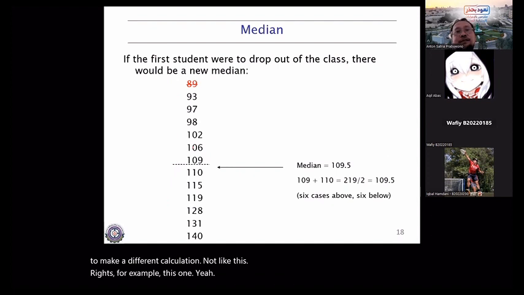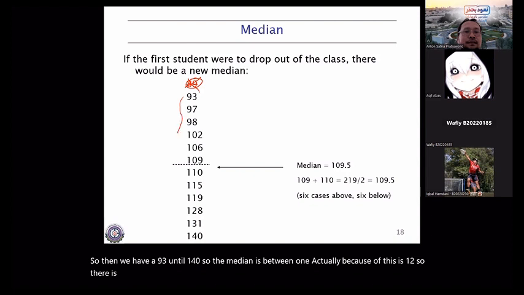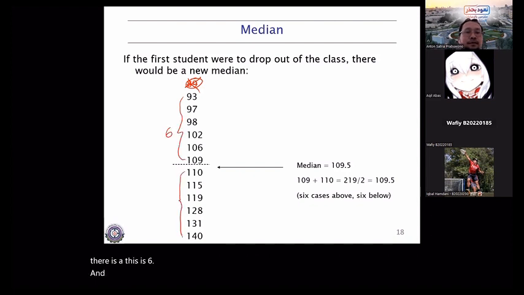For example, this one. The first student were to drop, so this one is removed. Then we have 93 until 140. So the median is between, actually, because this is 12, so there is this 6 and another one is 6. So the median is in between 109 and 110.